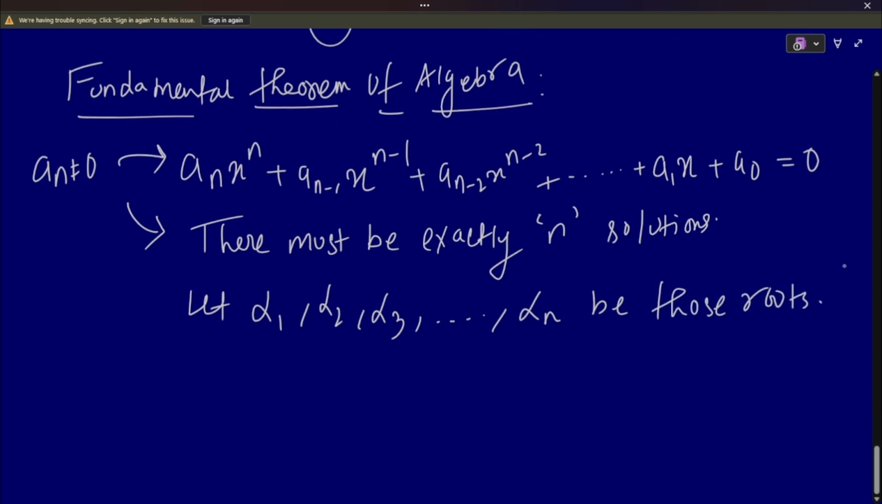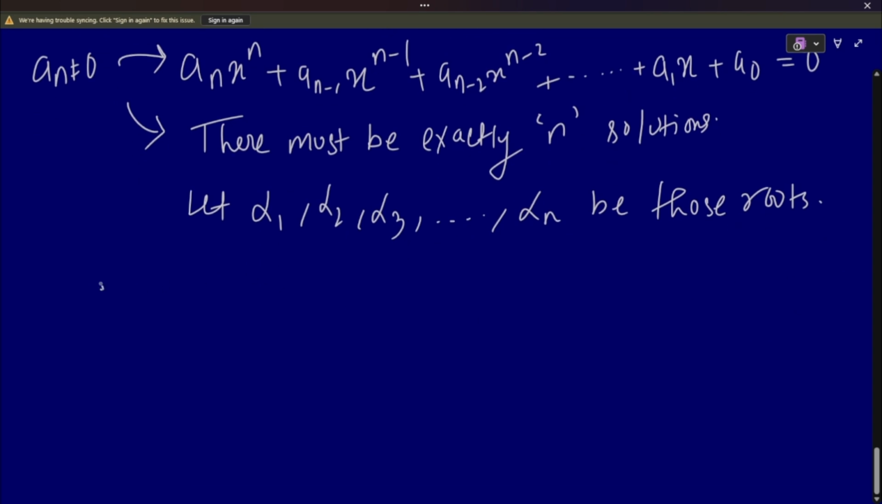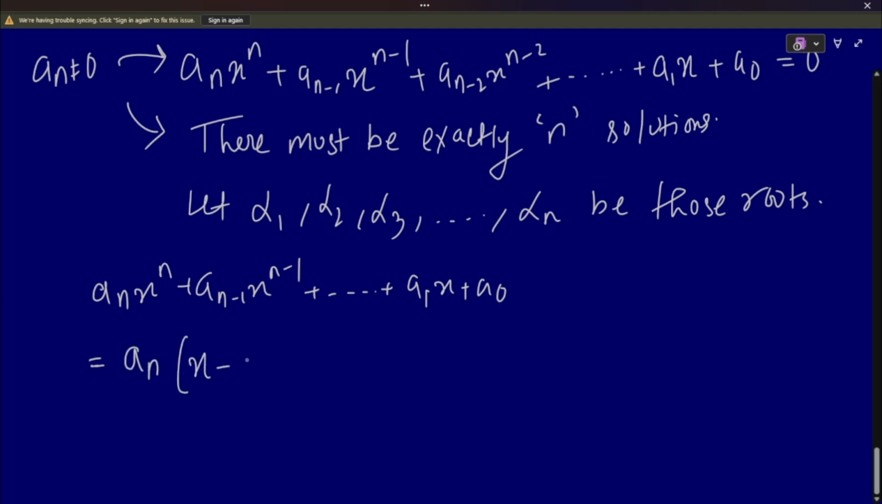Then the fundamental theorem of algebra also states that this equation, a n x to the power n plus a n minus 1 x to the power n minus 1, and all the way up to a1 x plus a naught, can be simply written in a factorized form. So this is an expanded expression of nth degree with a bunch of different terms, right? But it can be written in factorized form. You first write a n, the leading coefficient, and then in brackets you write the terms x minus alpha 1, x minus alpha 2, and all the way up to x minus alpha n. This is the fundamental theorem of algebra.